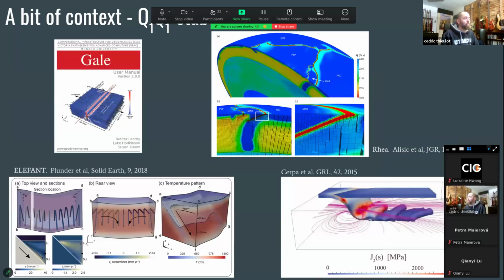Then we have the so-called Q1 stabilized, and it actually powered the infamous Gale code, but you will also find it in the groundbreaking work of the RIA code some 10 plus years ago. It was also featured in my own code in 2018, so that's Elephant, and then I found also an occurrence in the work by Nestor Serpa in 2015.